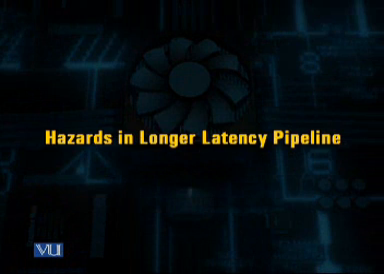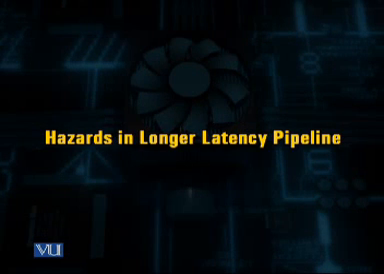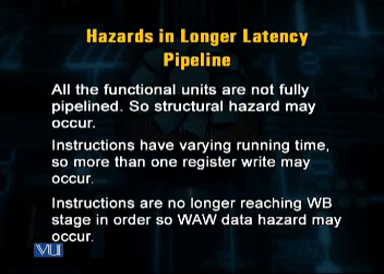Now I will talk about what type of problems can occur in this particular situation. Here, all the functional units are not fully pipelined. For example, in this case, the divide is not pipelined, therefore hazards may occur. The instructions have different times to completely execute, and there are chances that more than one register write may occur at the same time, which in fact leads to a structural hazard.